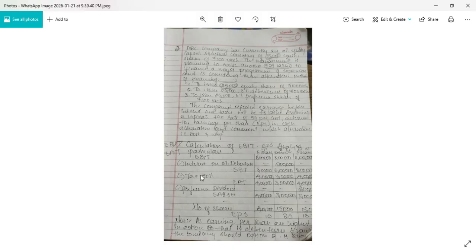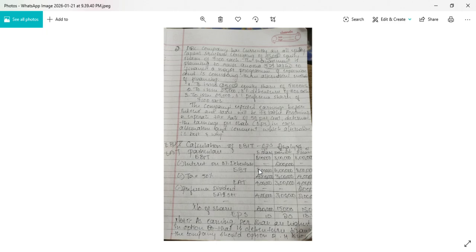Then next one, clearly in the problem they have given tax rate is 50%. So we have to deduct 50% tax. So tax will be always calculated on EBT. EBT means earnings before tax. So from EBT, that is 8 lakh, 6 lakh, again 8 lakh.